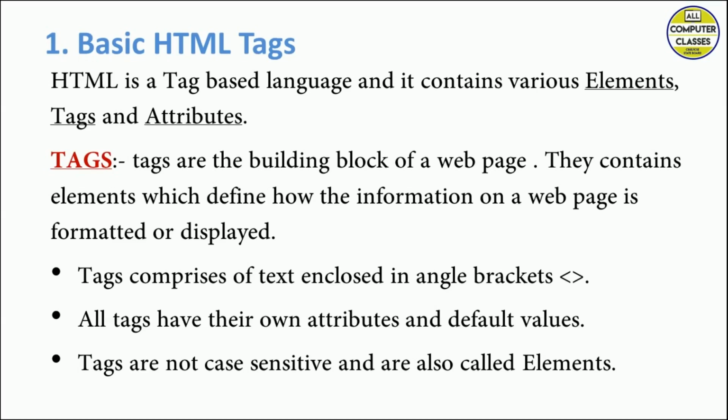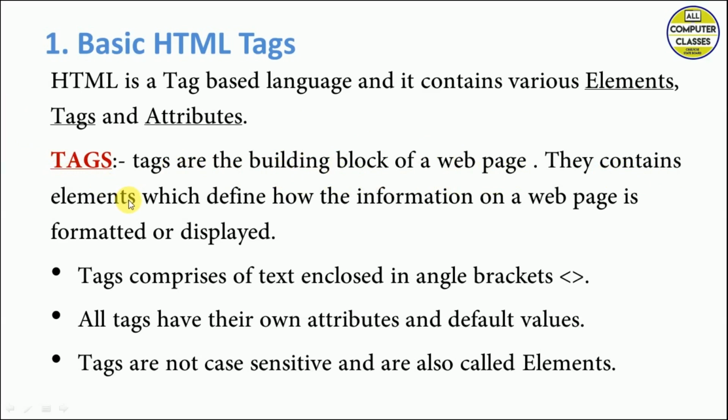We know that HTML is a tag based language. In other languages we have coding with certain rules. In a similar way we have tags here. We use tags to build web pages. It contains various elements, tags and attributes. Elements and tags are almost the same thing. Tags are the building blocks of a web page, meaning to build a web page we need to use tags.